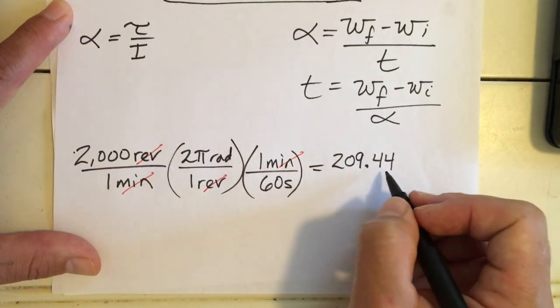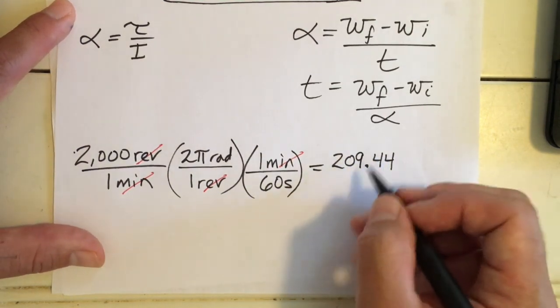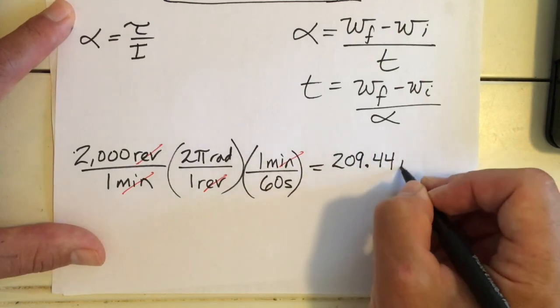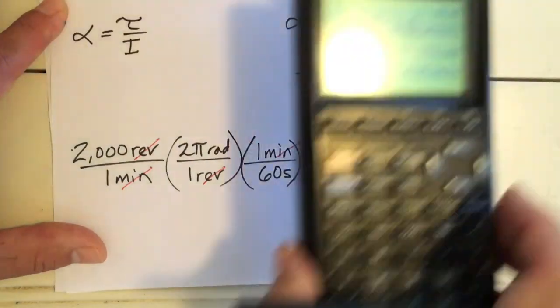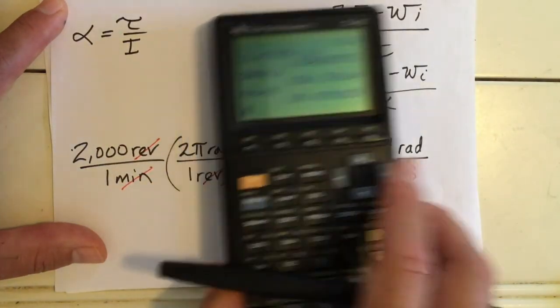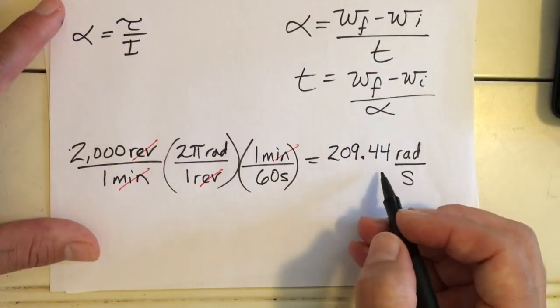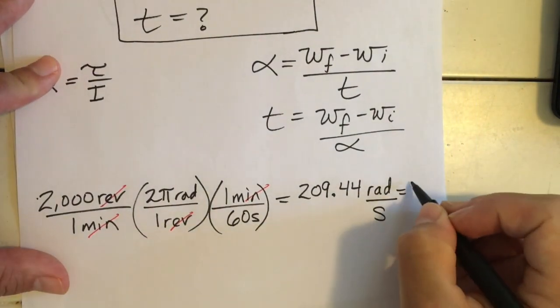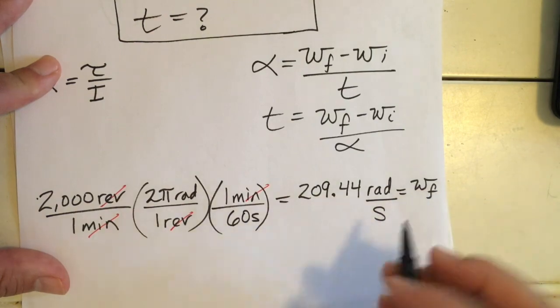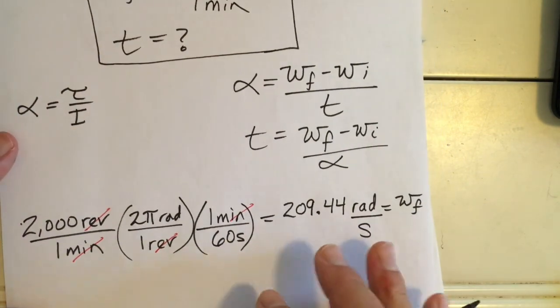Remember what I said about rounding early. Try not to round that early. I just like to write that there so you guys can remember it and see it. But try to keep this number in your calculator and use this. All right, so anyways, radians per second. And this is equal to our omega f, approximately, right?